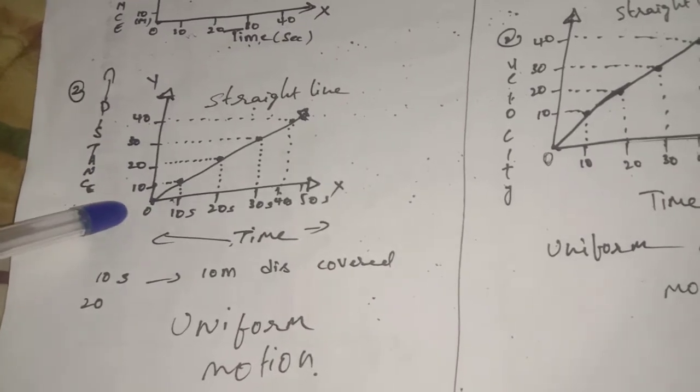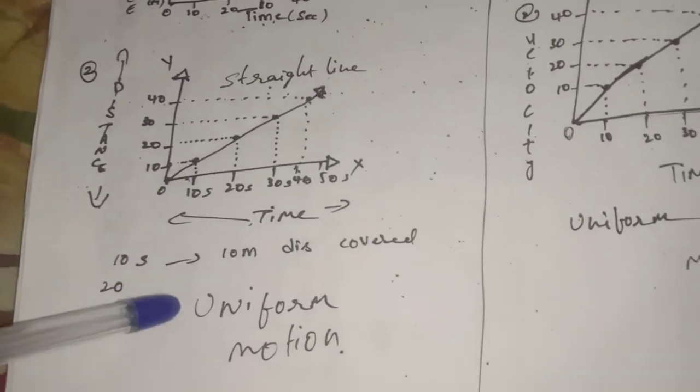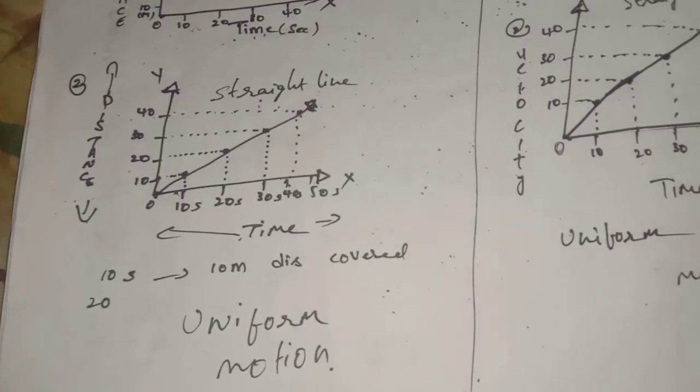So what do we get? We will get a straight line. So this we will call a uniform motion. So we have to represent the graph in this way. Next is the velocity time graph.